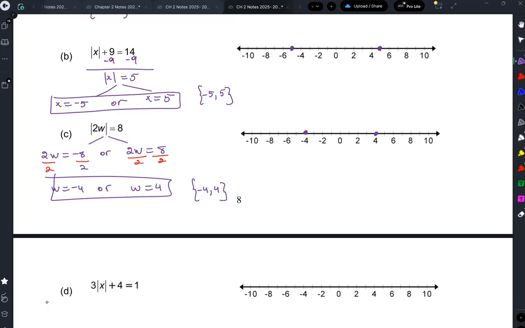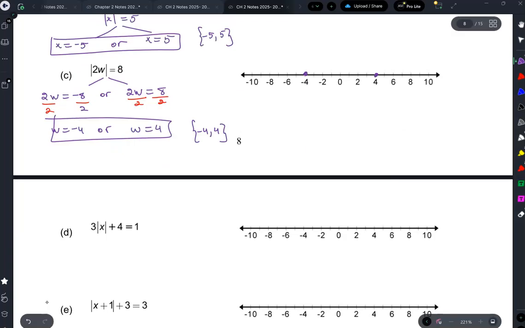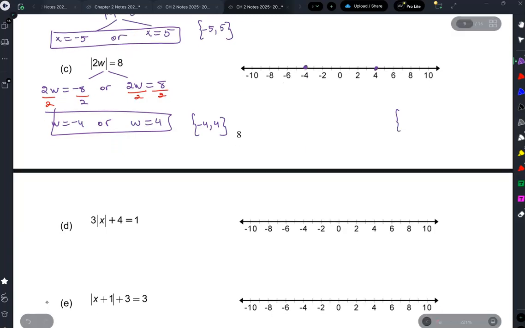Here we go. How do you do that? It takes a little bit of practice, but it's kind of like a squiggly.